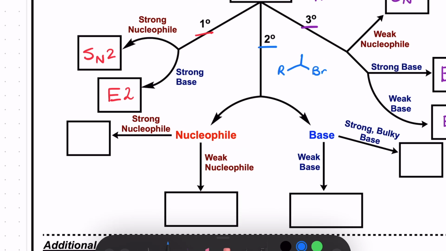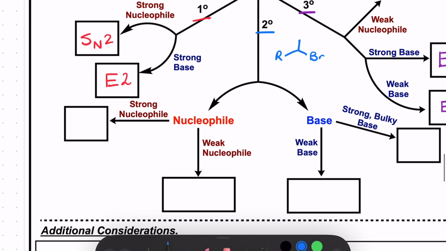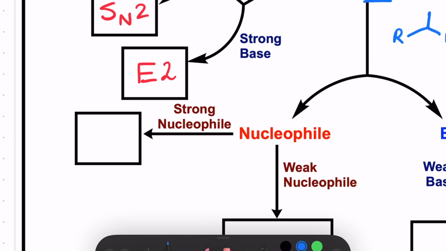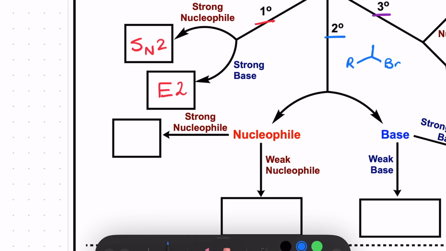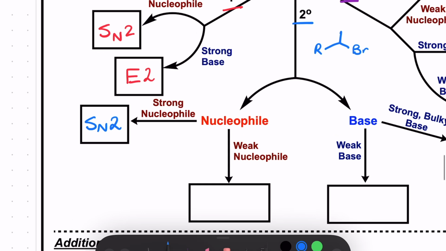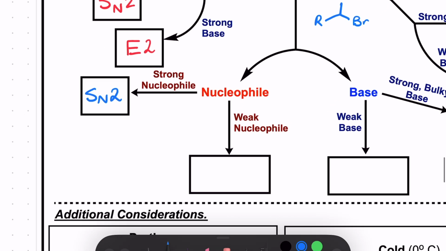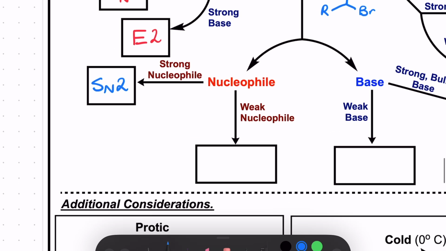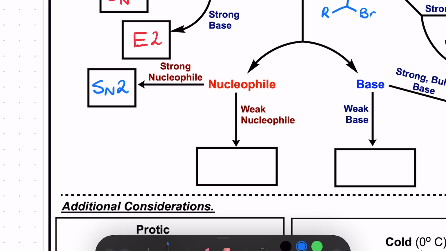So I've again analyzed the substrate. Now I'm going to analyze my reagent, whether or not I have a nucleophile or a base. So if I start with my nucleophile, if I have a secondary halide with a strong nucleophile, what kind of reaction do you expect? Again, SN2. Okay, strong nucleophile, SN2. Now if I have that same halide with a weak nucleophile, what kind of reaction do you expect then? Yeah, SN1.